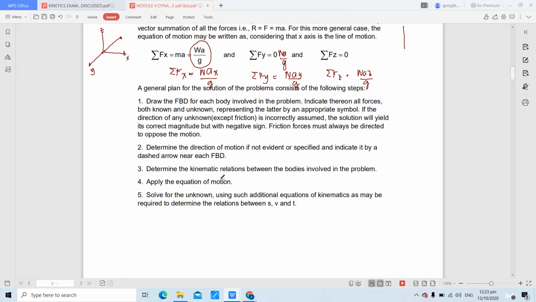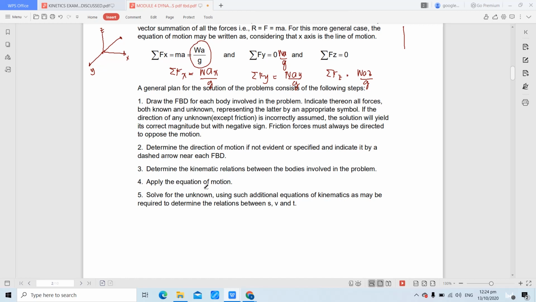And then number 3, determine the kinematic relations between the bodies involved in the problem. We can skip this step when the body being considered is just one. But when we consider 2 or more bodies, we need to relate their kinematics. What is the relationship of their distance or displacement? What is the relationship of those bodies with respect to their velocities? And what is the relationship of their accelerations? That is kinematic relations.